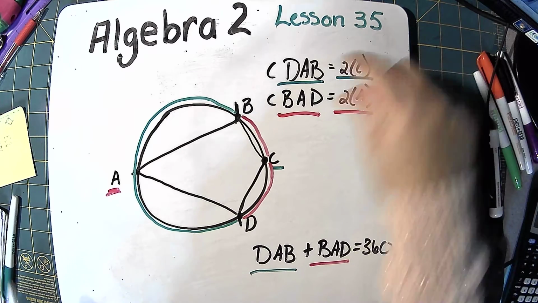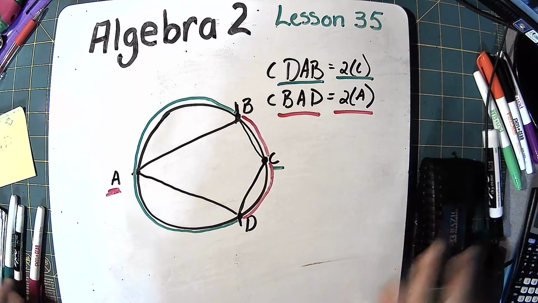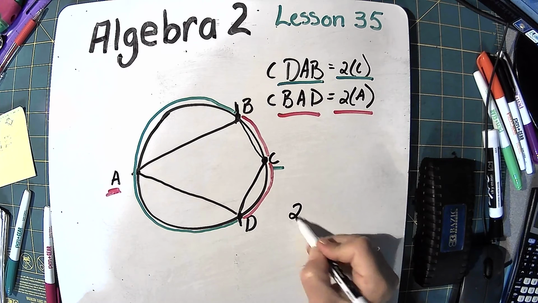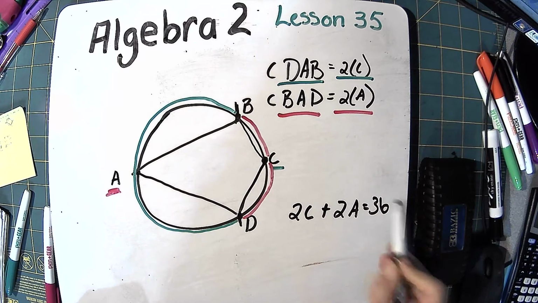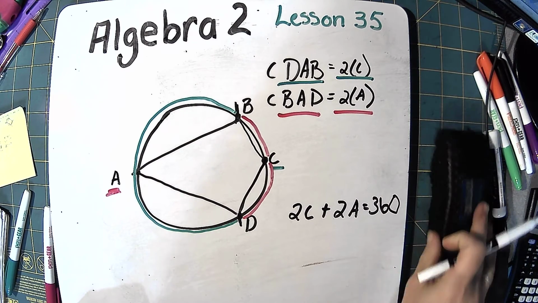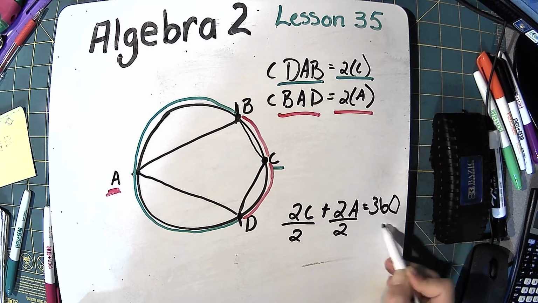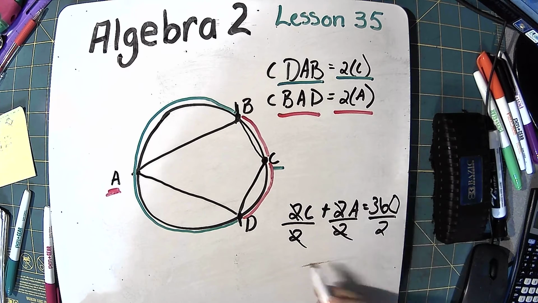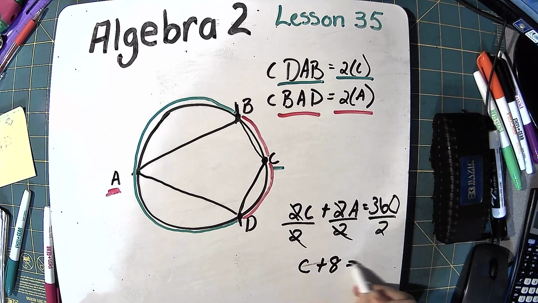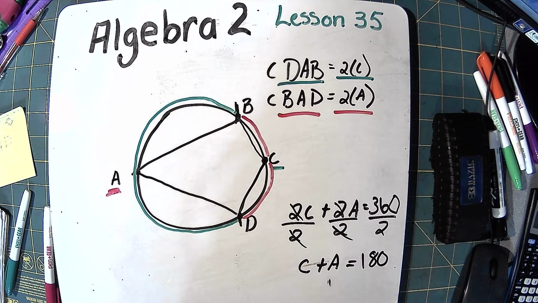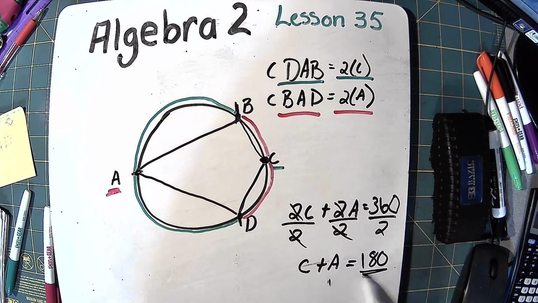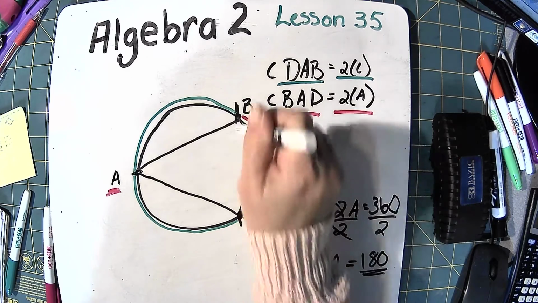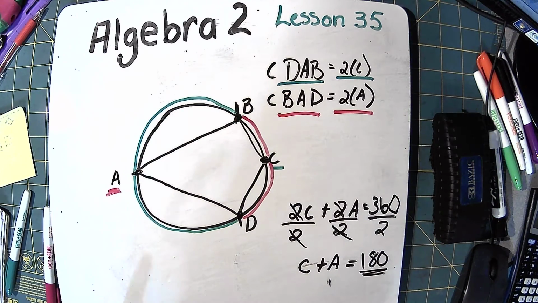That means that these two have to equal 360 as well. So if we said 2C plus 2A equals 360. Now, there's something important that we can pull from this. If we divide all of this by 2, we'll see that C plus A equals 180. And that tells us that any pairs of opposite angles, see how these are opposite from each other, are going to equal 180. We could say the same thing about these. This one and this one have to equal 180.